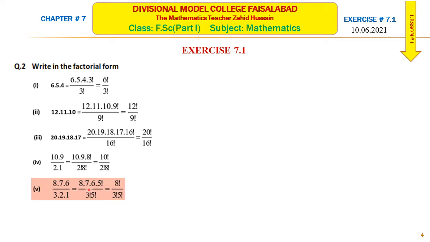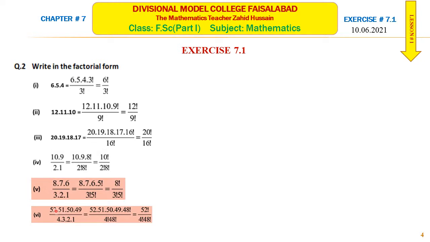This is your syllabus question, 8, 7, 6, and in the denominator there is 3 to 1. In the numerator the product of numbers from 5 to 1 is missing. That is, we will multiply the numerator by 5 factorial, and we will have to divide this also by 5 factorial, and 3 to 1 can be written in factorial form as 3 factorial. So in the numerator we get 8 factorial, in the denominator this is 3 factorial into 5 factorial.